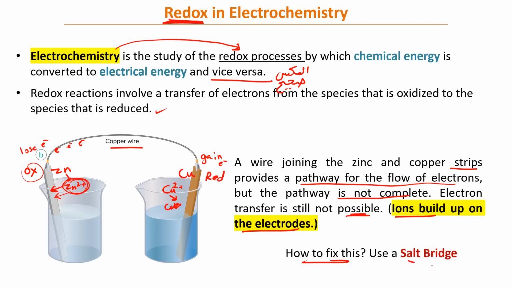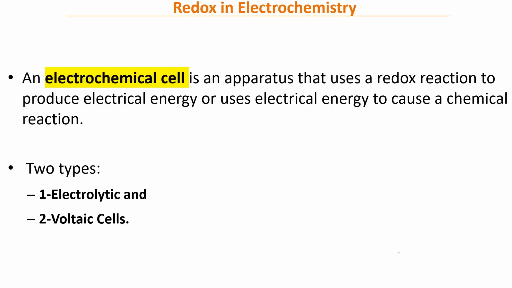The way to fix it is to use a salt bridge. Okay? So before we go through a salt bridge, electrochemical cell, تعريف electrochemical cell أو الخلية الكهروكيميائية is an apparatus, يعني جهاز, that uses a redox reaction to produce electrical energy or uses electrical energy to cause a chemical reaction. يعني هو جهاز يا إما يستخدم الطاقة الكهربائية في صنع تفاعل كيميائي أو يستخدم التفاعل الكيميائي لتكوين طاقة كهربائية.